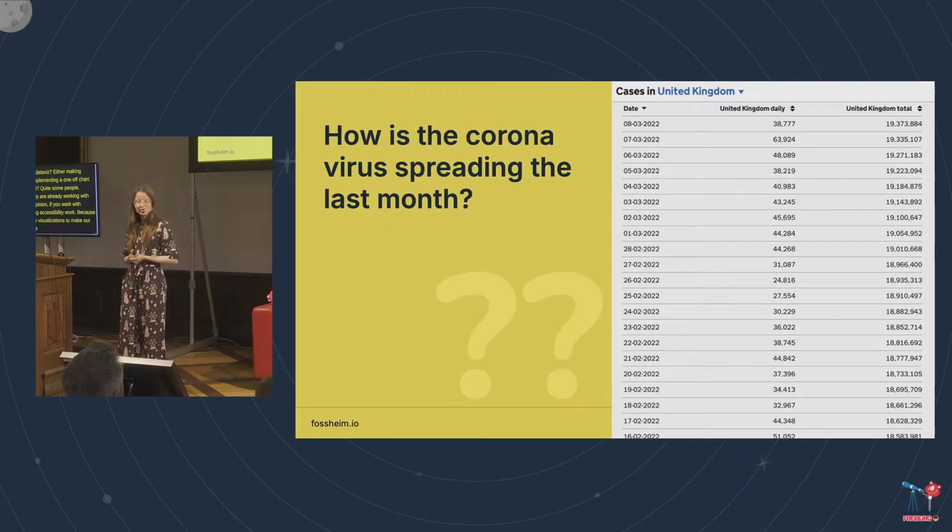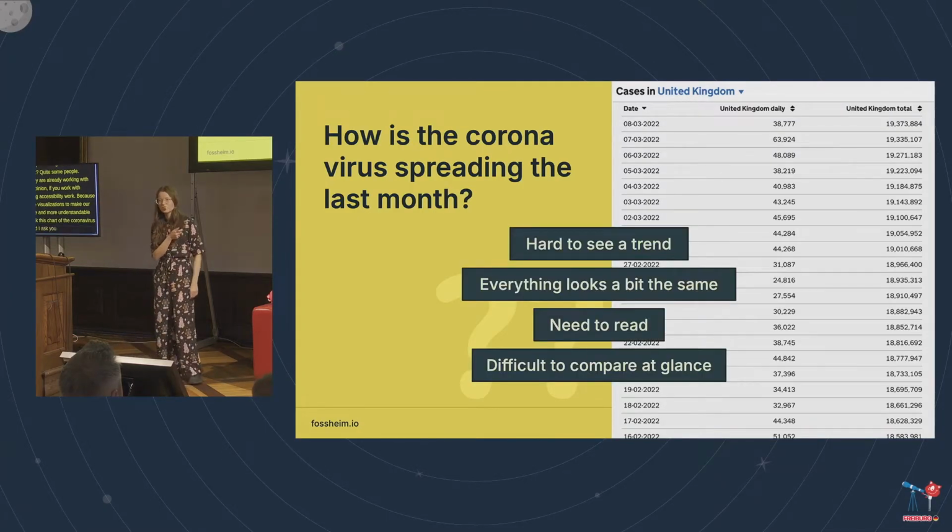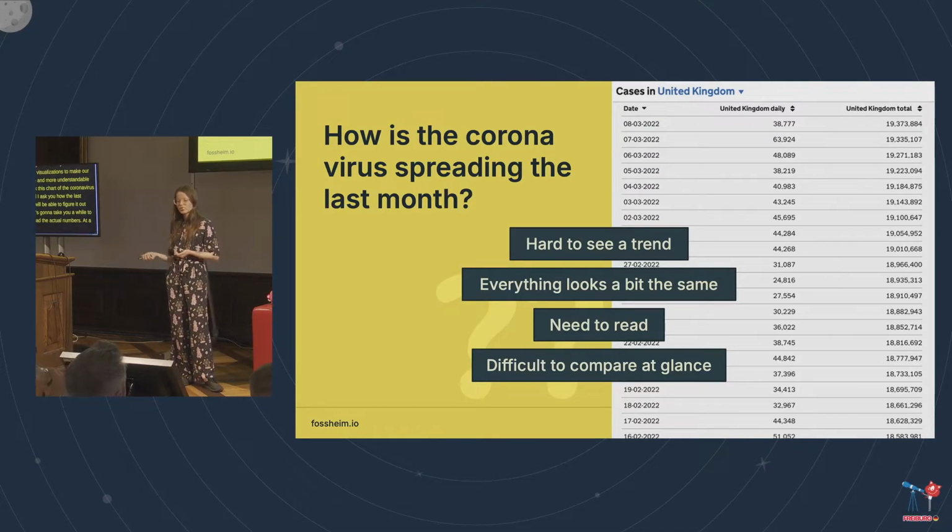If you look at this chart of the coronavirus spread in the UK, and I ask you how is the last month going, you will be able to figure it out from this table, but it's going to take you a while to read it all, because you will have to read the actual numbers. At a glance, you're not necessarily going to see a trend in this data. And you have a number there that's 24,000 and a number that's 63,000, and they look the exact same, even though one is 2.5 times as much as the other one.